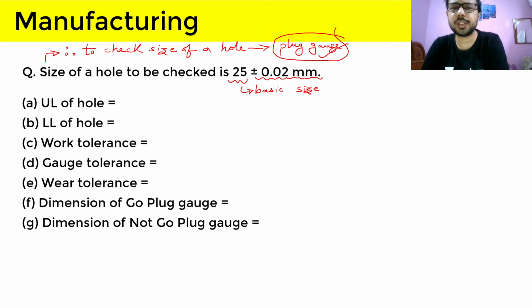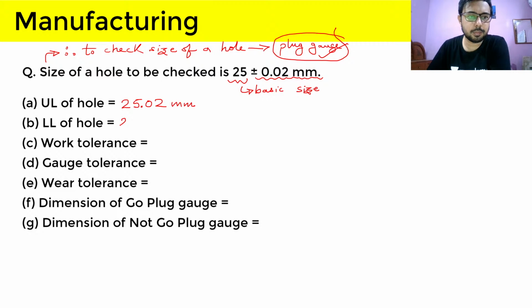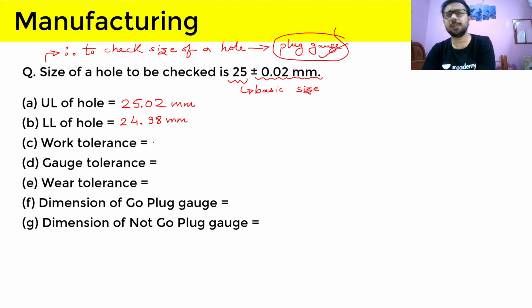And this plus minus 0.02 mm is the variation, the tolerance that we have to take into account. So the upper limit will be the maximum or the largest size of this hole, and it will be 25.02 mm, and the lower limit will simply be the smallest size, which is 24.98 millimeters. Work tolerance, or simply tolerance, is the difference between upper limit and lower limit. So we will be writing this like upper limit minus lower limit.